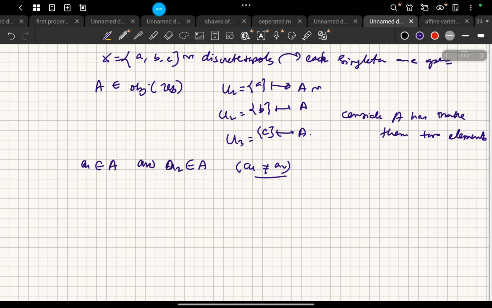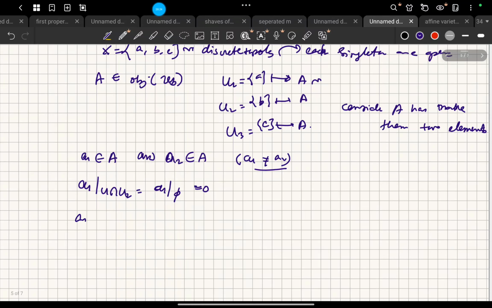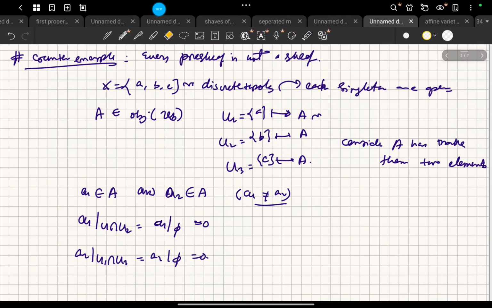Now if we consider A1, what is A1 restricted to U2? Basically A1 restricted to the intersection, which is the empty set, so it is of course 0, because F of the empty set is 0. Again, A2 restricted to the intersection of U1 and U2 is A2 restricted to the empty set, which is 0. It is enough to take two elements, so let us take X to be a discrete topological space with two elements.